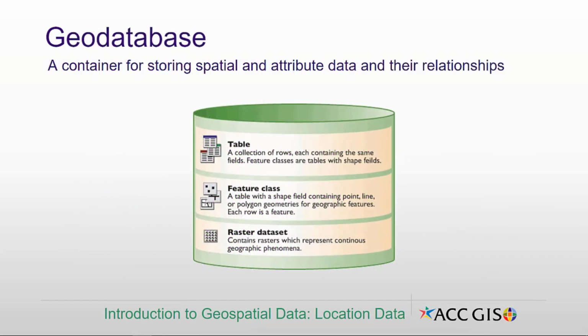Now, I've got one more advanced geodatabase object that I want to talk about this semester, but before we do, let's go back and review what a geodatabase is, which is basically a container for storing spatial and attribute data and their relationships. And if you remember, there were three basic data types that we store in a geodatabase. That's tabular data, vector feature classes, and continuous raster data sets.